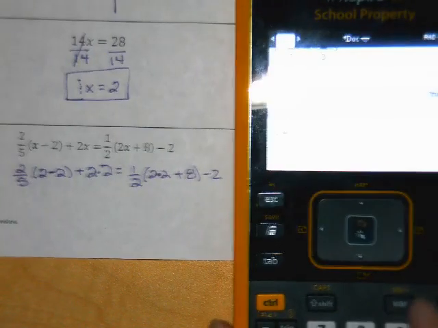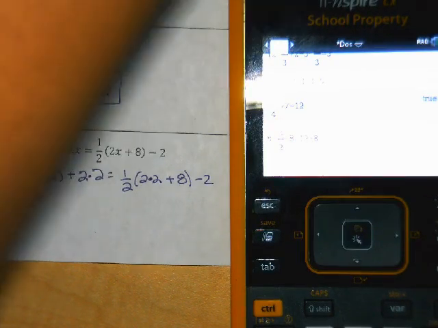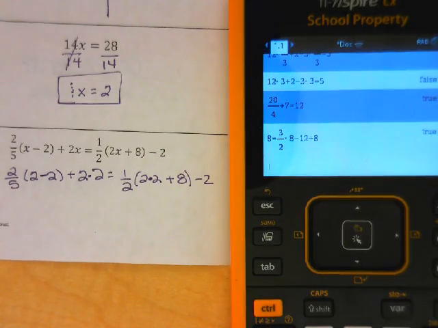to try it on the calculator, there's a really bad glare from my light. Let me try this. Oh, my light went off. Hold on. All right, that looks better. So we can put this in.